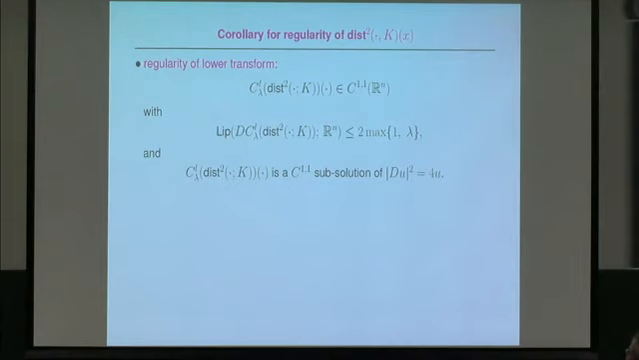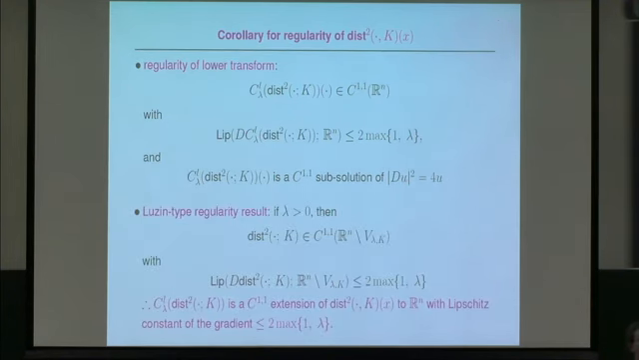And in fact, this lower transform is a C11 subsolution of this problem. And so this gives you a result about regularity of the square distance function away from these sets V lambda k, right? Simply because the square distance function is equal to the lower transform on these sets. And so you basically get that it's C11 away from these sets. You also get a bound on the Lipschitz constant.